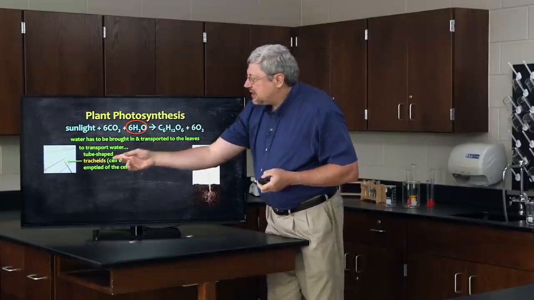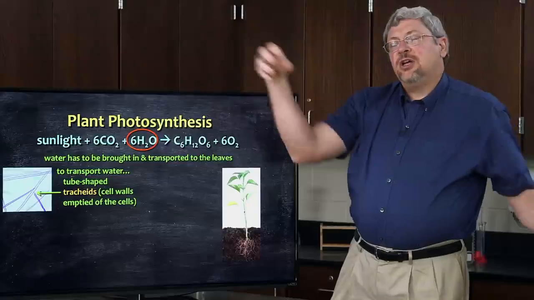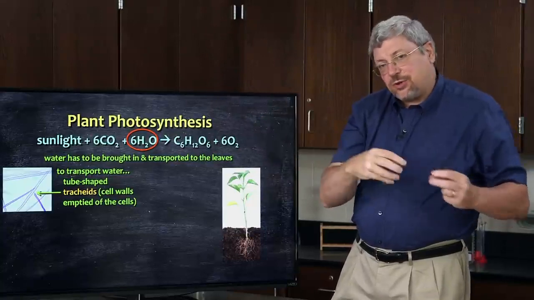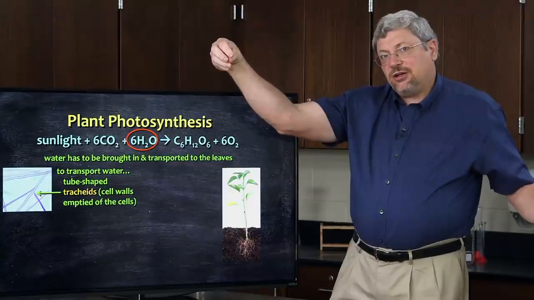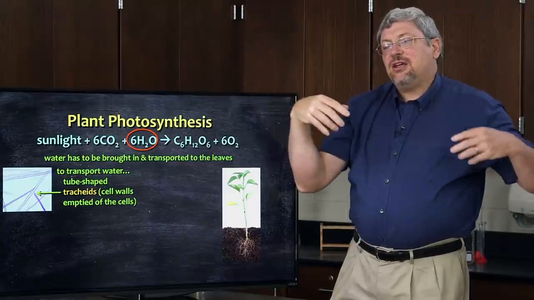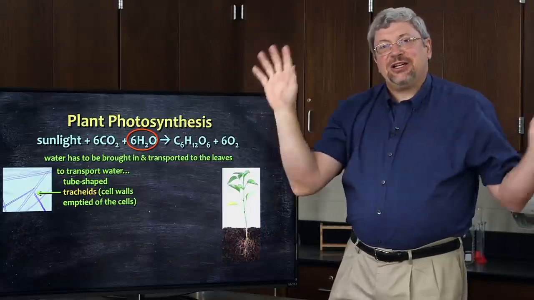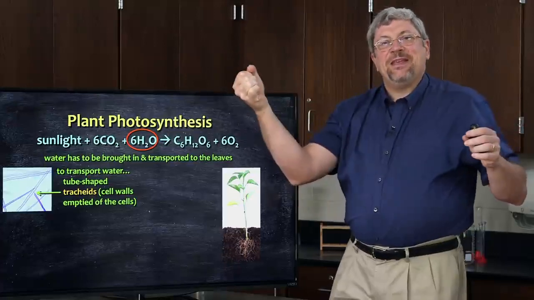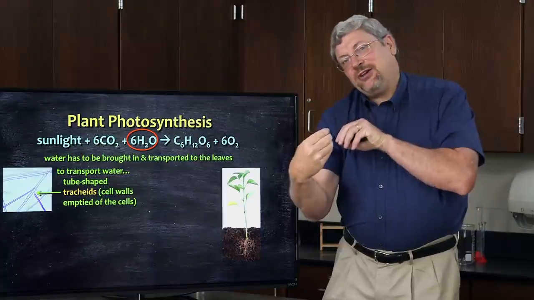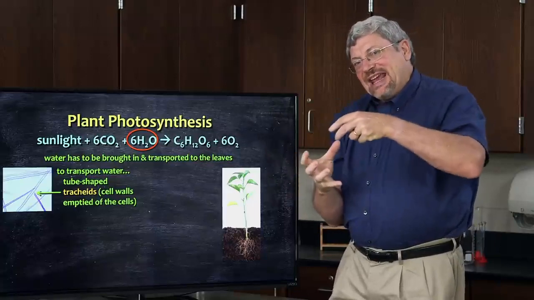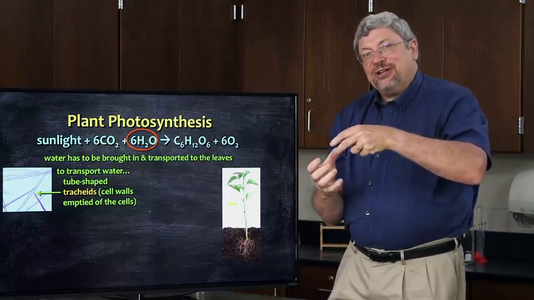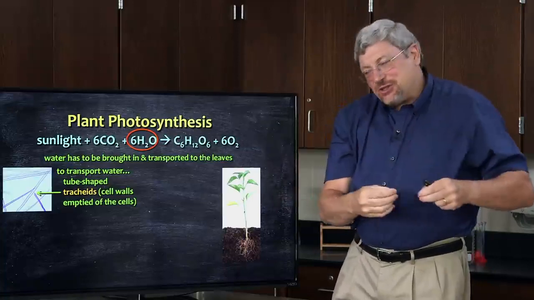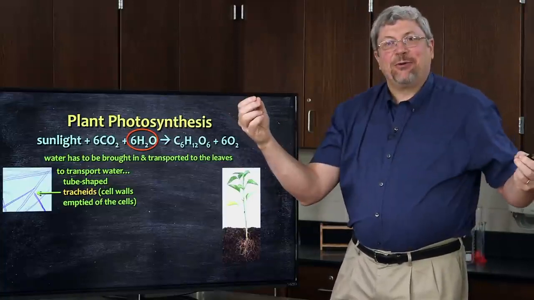A tracheid cell is a long tube-shaped cell that grows and produces a nice cell wall along its length and then evacuates. It actually kicks out the cell contents, leaving just the tube. And then other cells around the tracheids will maintain that cell wall, and the tube is open so that water can go through it. And so it's basically a pipe for water.